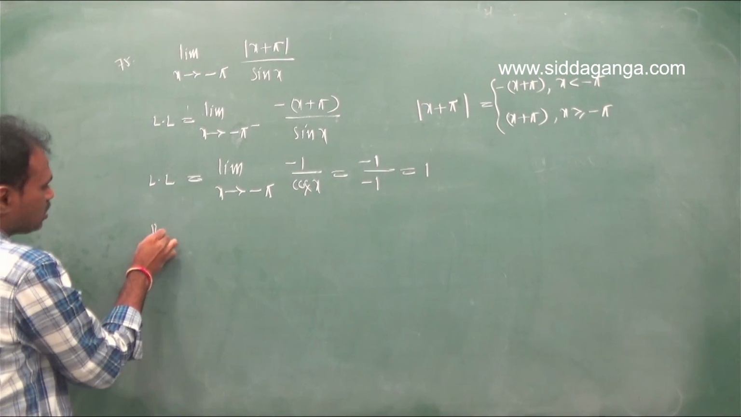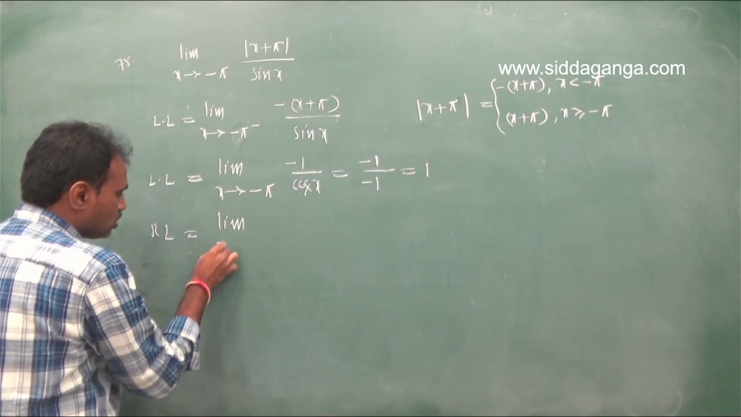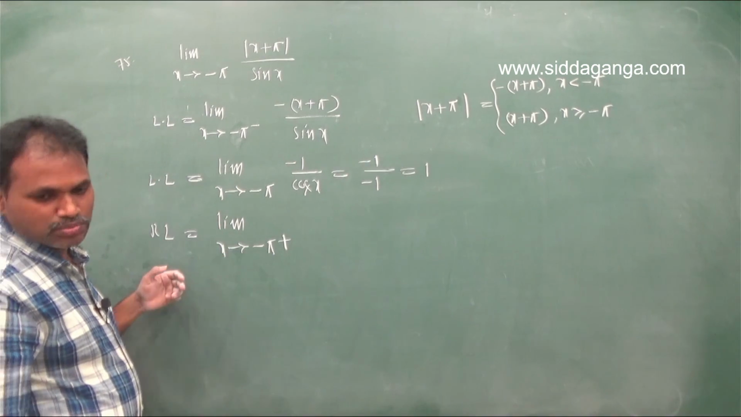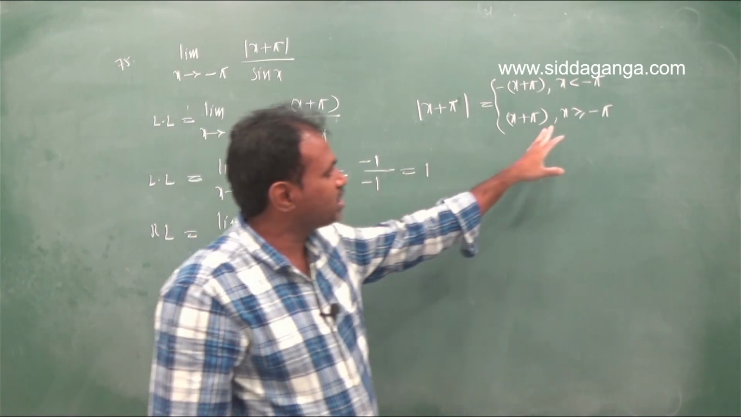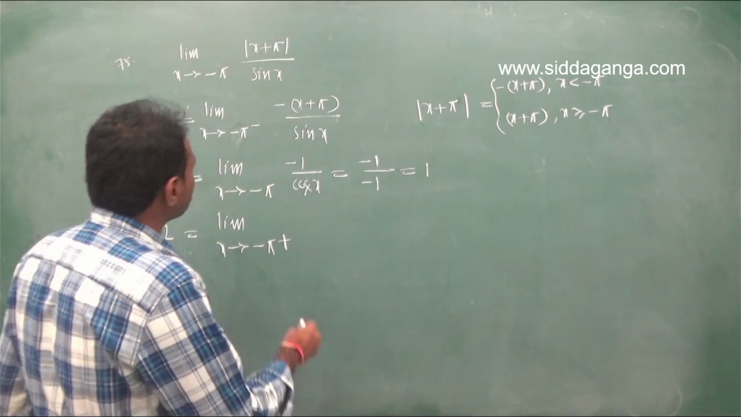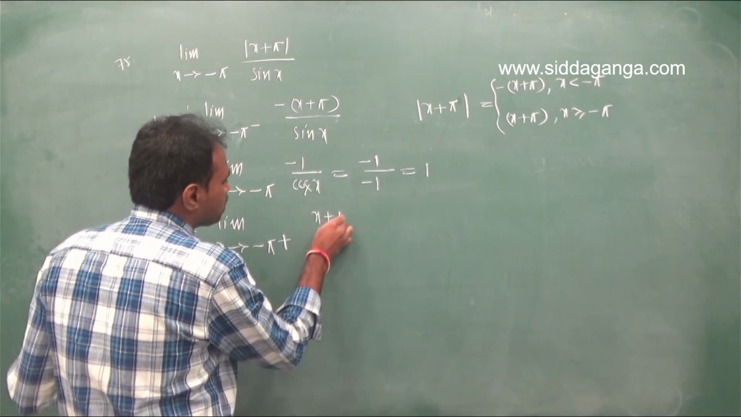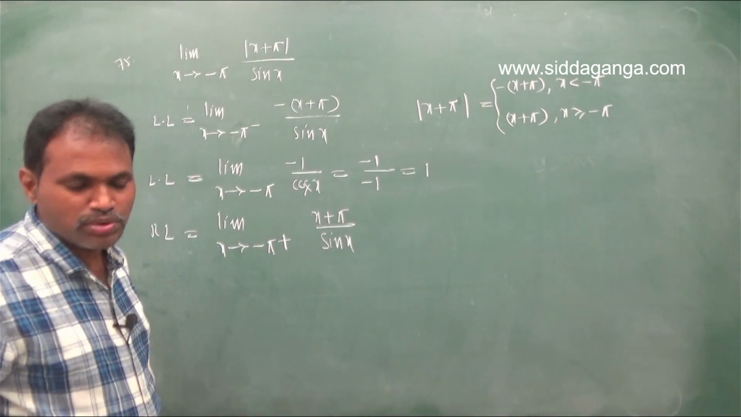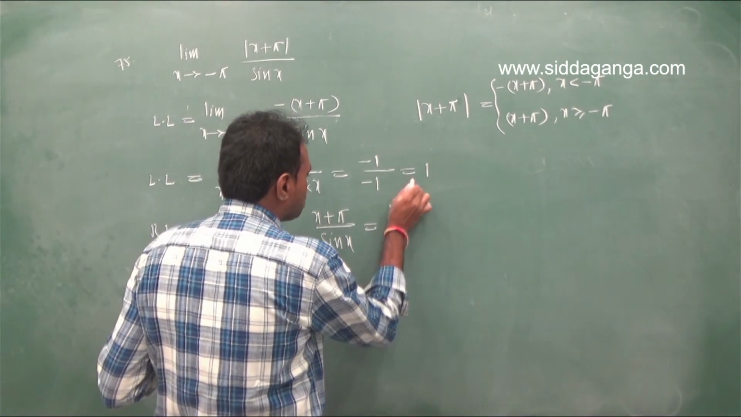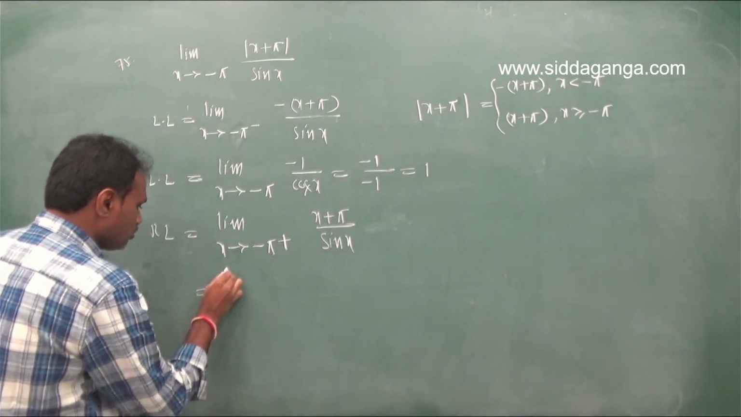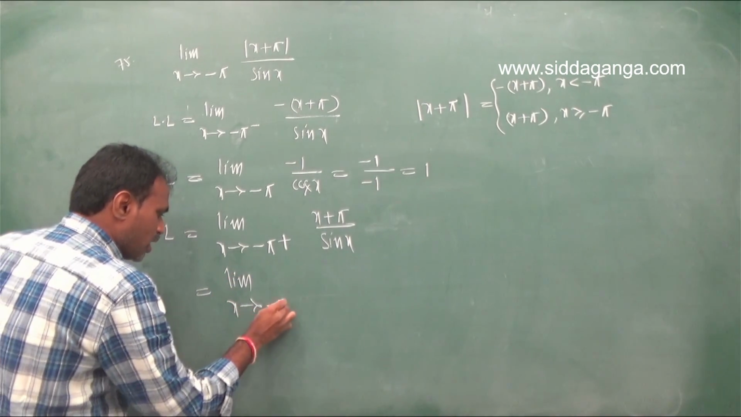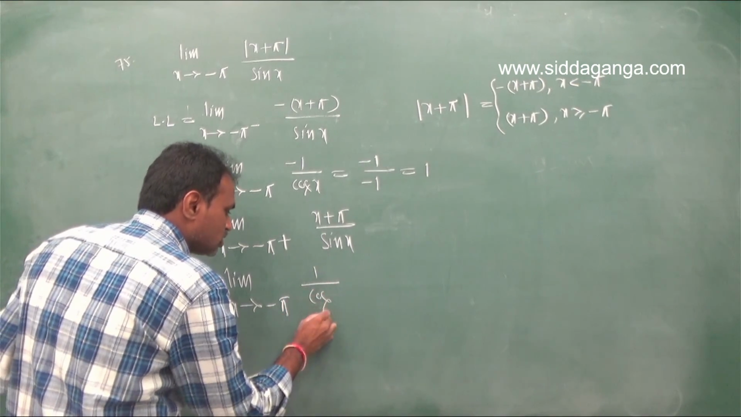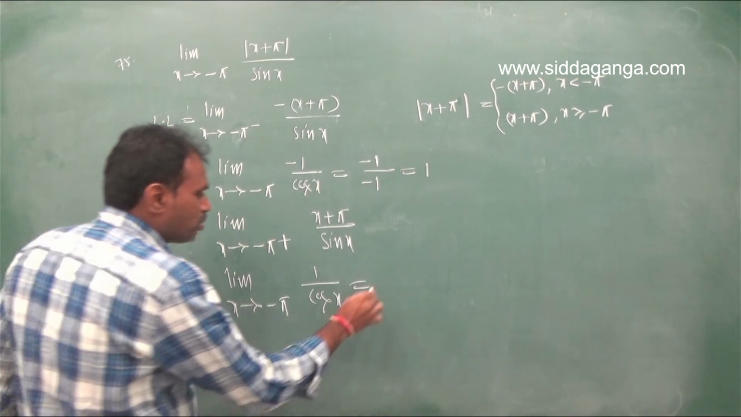Now you find right limit. It is equal to limit x tends to minus pi plus, f of x. Minus pi plus means x is greater than or equal to minus pi. Then mod of x plus pi value is x plus pi only, divided by sin x. If we put x equal to minus pi, it is also 0 by 0 form. That's why apply L'Hospital rule, that is limit x tends to minus pi, x plus pi derivative is 1 and sin x derivative is cos x.